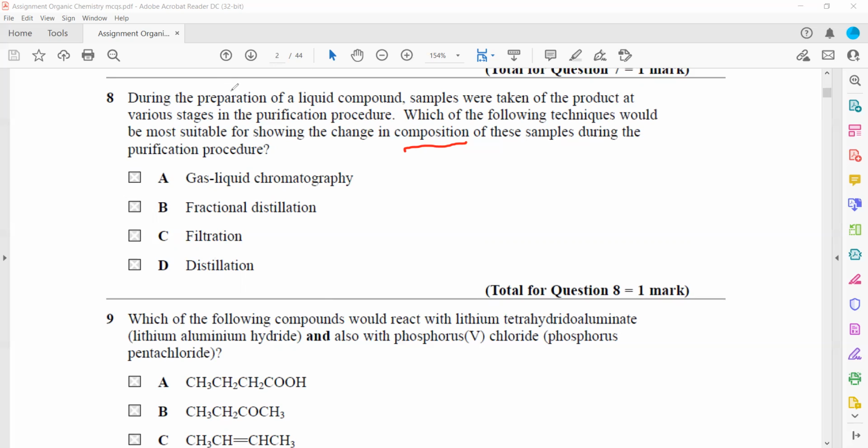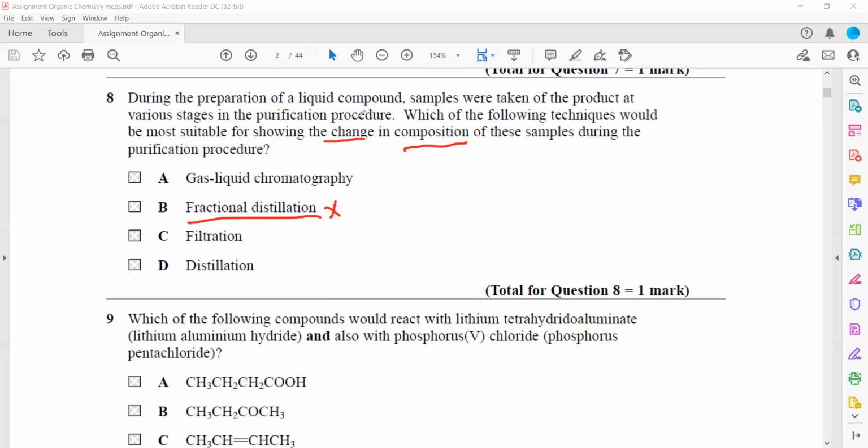During the preparation of a liquid compound, samples were taken of the product at different stages in the purification procedure. Which technique would be the most suitable for showing the change in composition? Using column chromatography or gas liquid chromatography, we can identify the composition as well as the proportion of each component. Fractional distillation can be used, but it cannot identify the proportion. We can separate the two miscible substances from each other, but it does not determine the proportion.